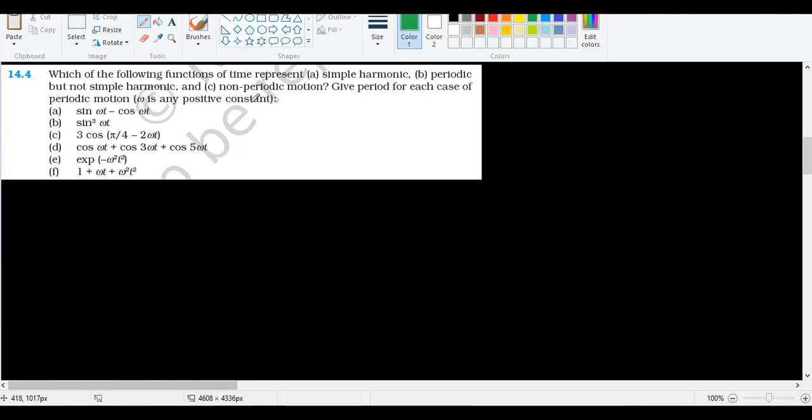You know that the simple harmonic motion characteristic equation is a equal to minus omega square into x. So sin omega t, cos omega t, these things will be simple harmonic. So I can look at the sine and cos and say whether it is simple harmonic or not.